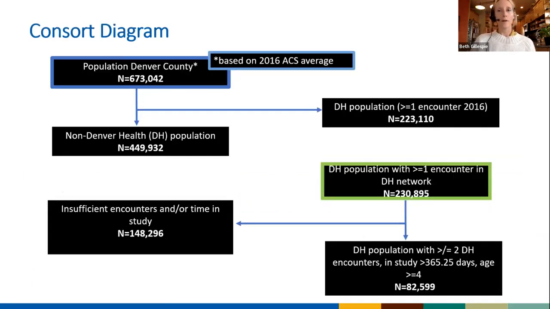So Denver Health serves nearly 250,000 patients per year. And of these, around 83,500 patients meet the criteria for our study aims, having a sufficient number of encounters, being age 4 or older, and with clinical touch points spanning at least 1 year. Next slide.